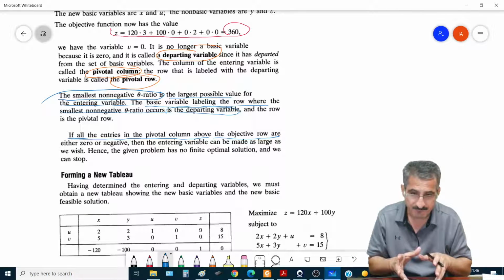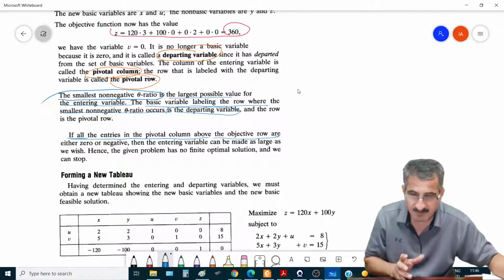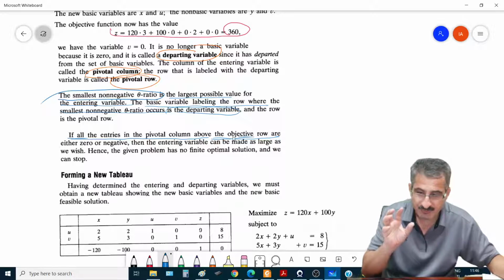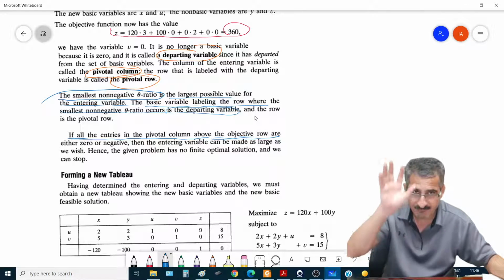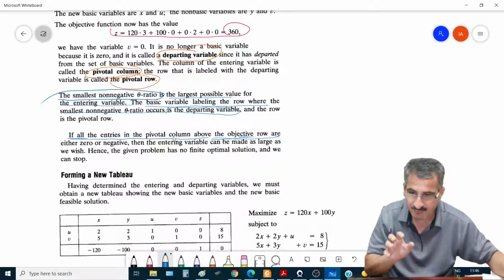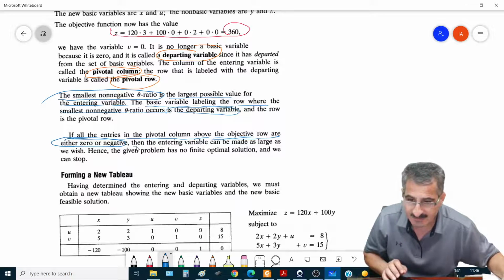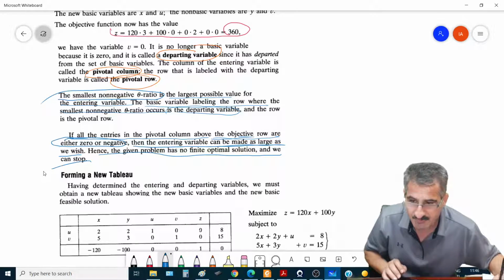اوكي. الآن إذا كل الانتريز above the objective row، من دون objective row، إذا الانتريز بالpivotal column instead of objective row are zero or negative, then the entering variable can be made as large as we wish. Hence the given problem has no optimal solution.